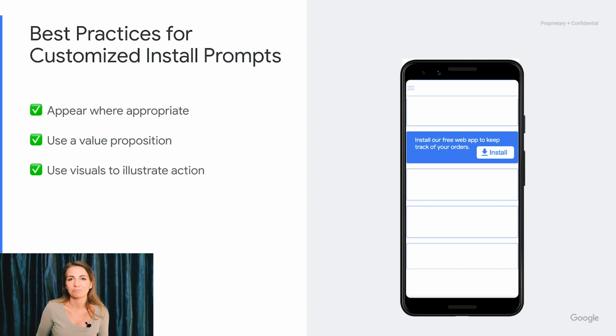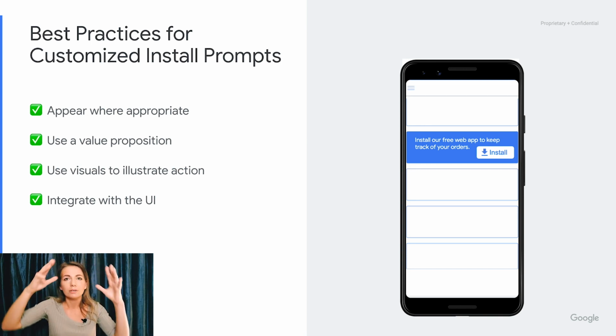And lastly, integrate with the UI. Pop-ups have historically become really popular for promoting app installs. However, every pop-up is an intrusive experience which will likely get ignored or dismissed by users. Less intrusive experiences would lead to higher engagement.